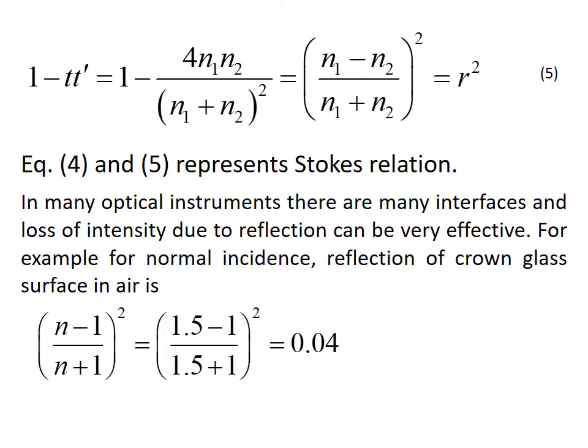For example, for normal incidence, the reflectance of a glass surface in air is given by n minus 1 by n plus 1 whole square, which is around 0.04. This means that 4% of the light is reflected when the light is normally incident on a glass surface.